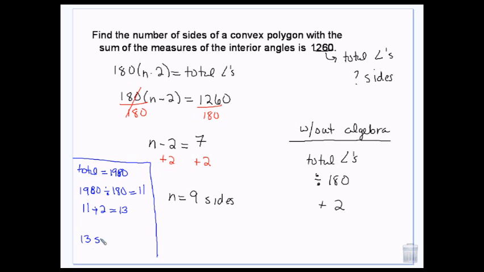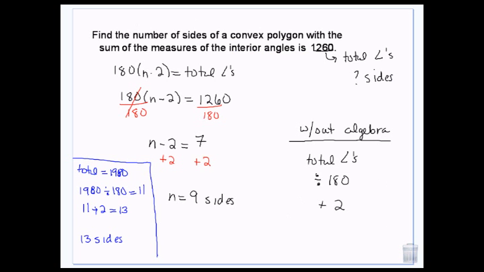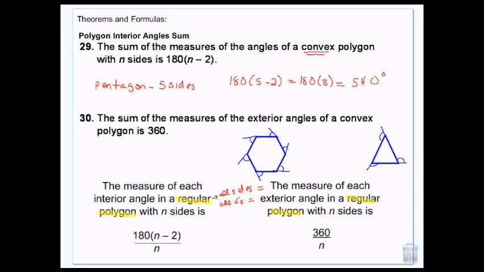So 13 sides. Ask you to find each interior and exterior angle of a regular pentagon. Okay, pentagon is 5 sides. All right, so we're going to go back, and we're using these formulas. This is each interior, this is each exterior.